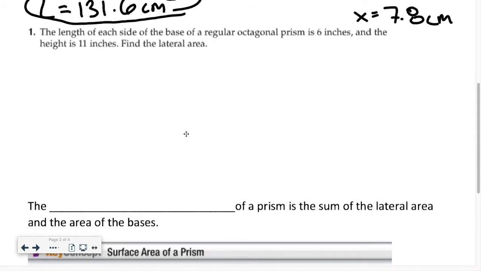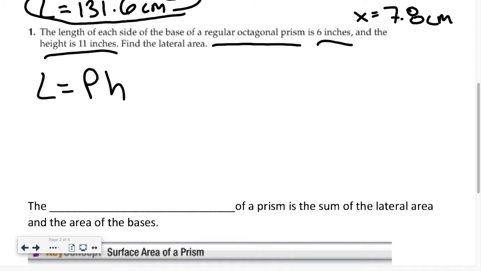All right. This next one, word problem. We're probably going to have to do a little bit of drawing here. The length of each side of the base of a regular octagonal prism is 6 inches, and the height is 11 inches. Find the lateral area. So again, lateral area, perimeter of the base, P times the height. So let's think about what the base would be. This is a regular octagonal prism.